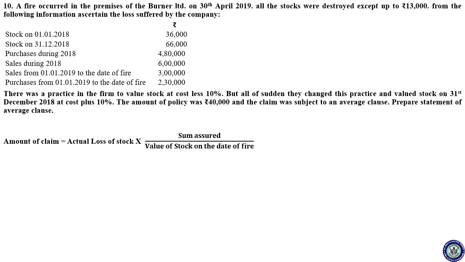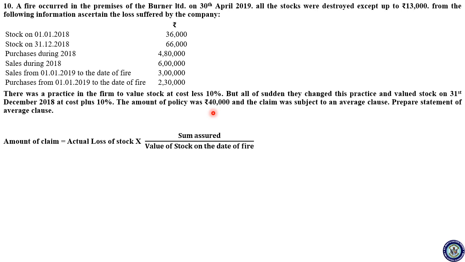Means though you have taken the policy of rupees 40,000, it is not that the entire 40,000 you can claim. No, we are applying one clause, that is average. Average clause is nothing but proportionate. Means how much I can claim. See, as per the memorandum trading account, my closing stock was 60,000. So I cannot claim the entire 40,000, but out of that 60,000, I could save 13,000, right? Means 47,000 is the actual loss.